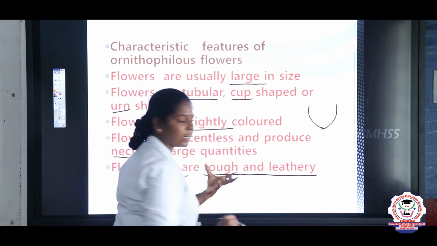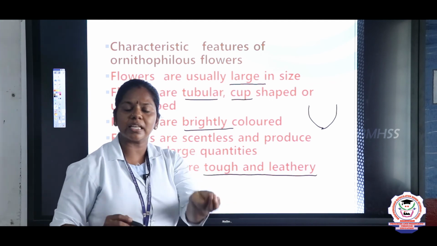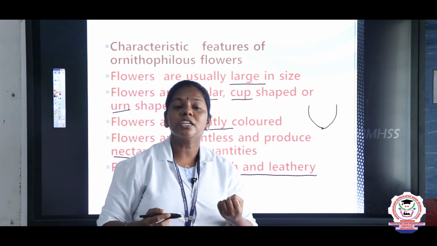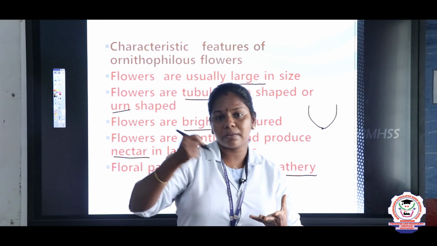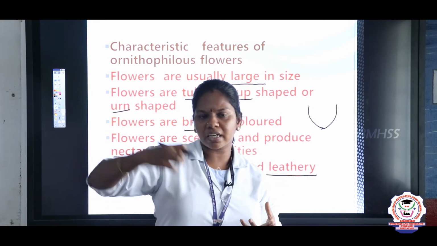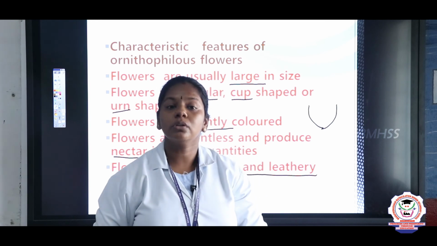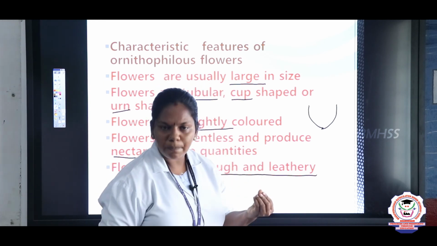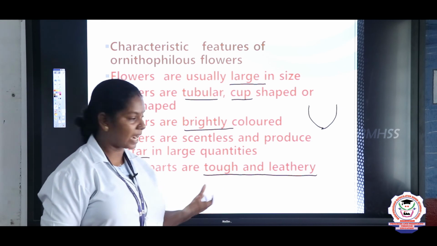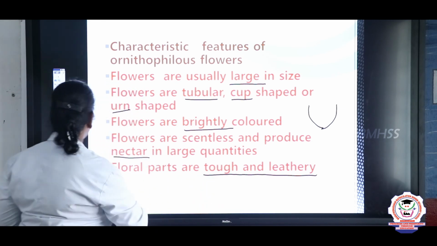And they are tough and leathery. Why should they be tough and leathery, children? If you look, the corolla is very tough because it should withstand the pressure of the birds. For example, if the bird comes inside, the flower has to withstand that pressure. So the corolla, the floral parts, are very tough and leathery, right?